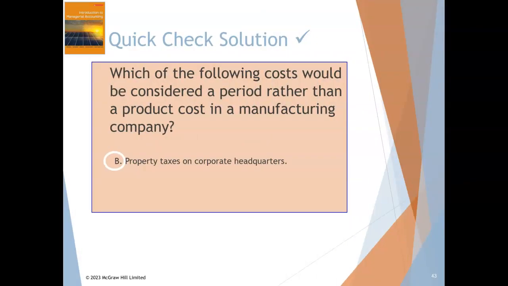Quick check solution. Which of the following costs would be considered a period rather than a product cost in a manufacturing company? B. Property taxes on corporate headquarters.